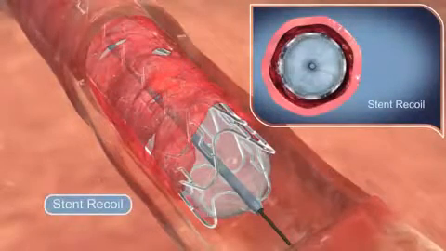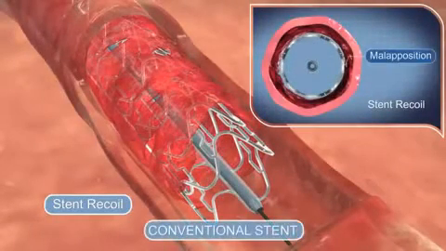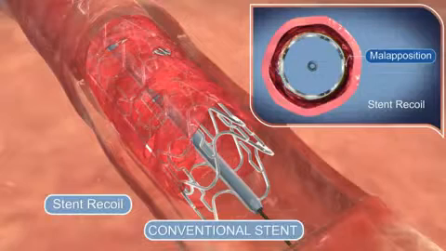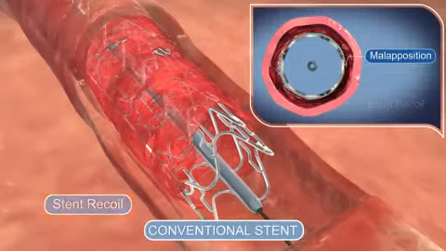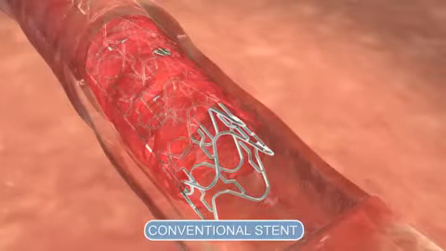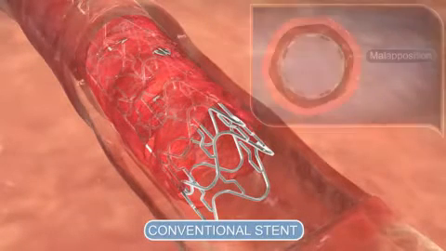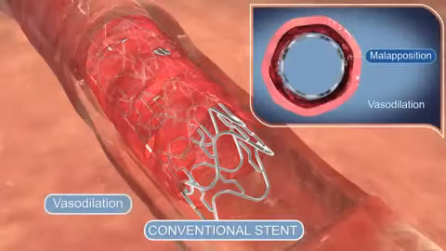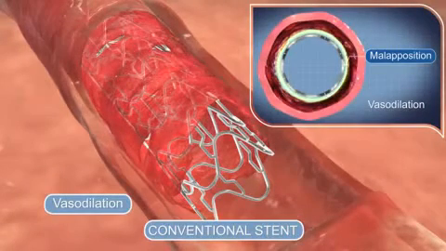First, as the balloon that delivers a conventional stent is deflated, the stent's natural tendency for recoil could result in initiating such a gap between stent struts and the vessel wall. Second, as the vessel relaxes, vasodilatation increases, resulting in further expansion of this gap.